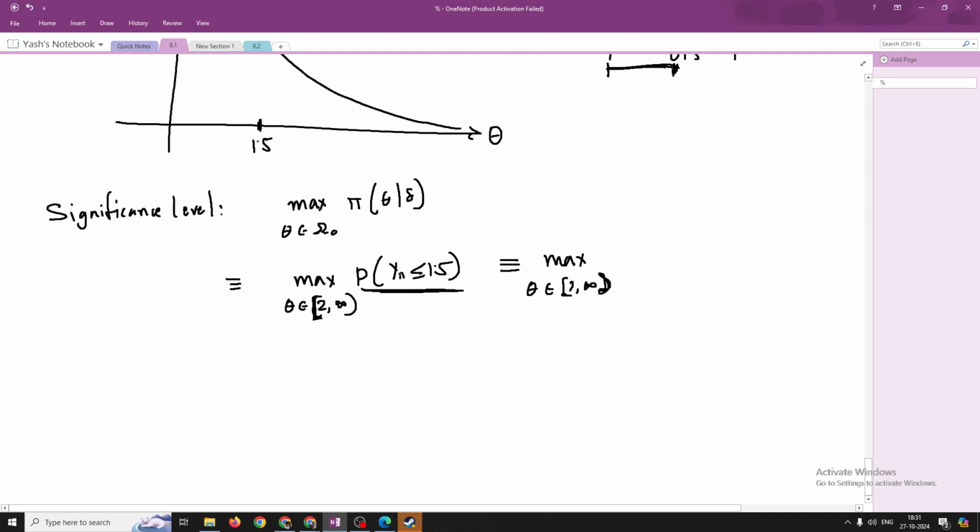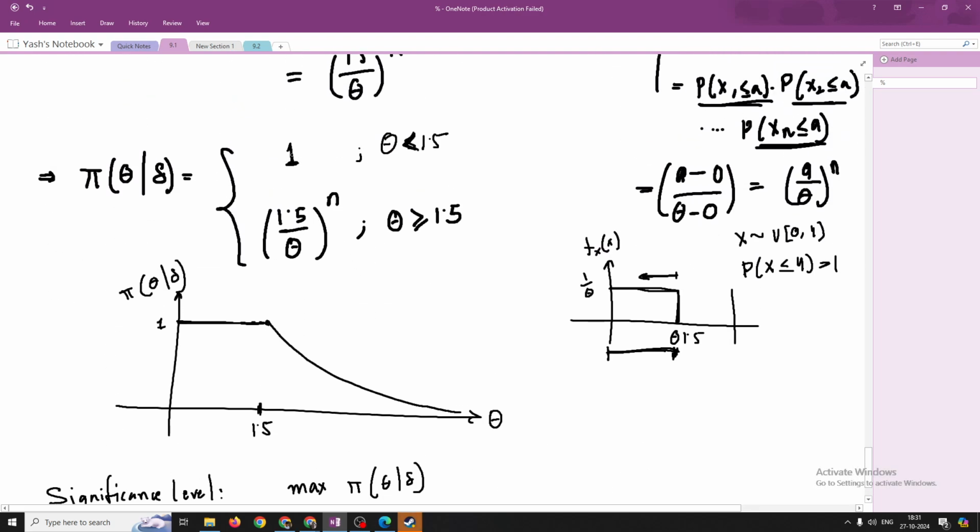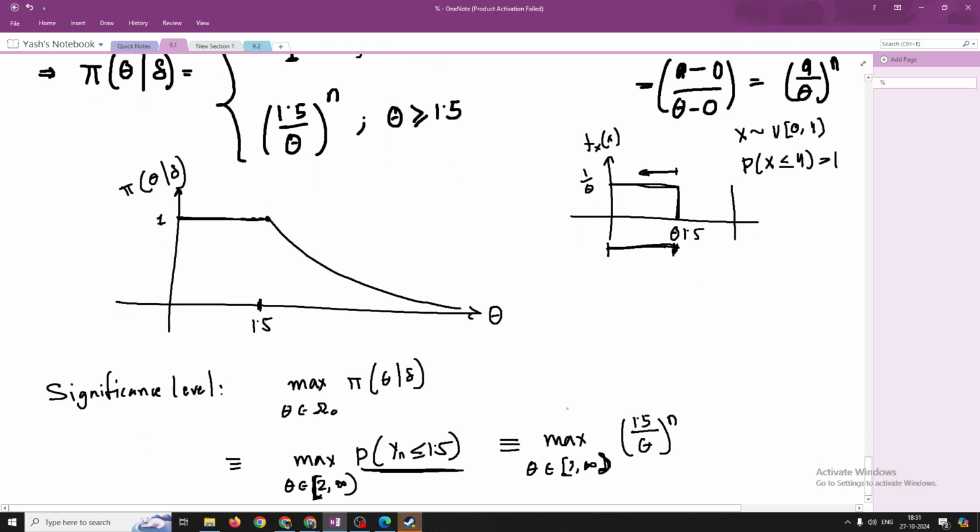and this expression right here is just (1.5 by theta) to the power n, right? And why aren't we using 1? Because it is 1 only if theta is less than 1.5, but we are only considering all those thetas which are specified under my null, so from 2 to infinity. Now we need the maximum of this thing, right? So we want that particular value of theta such that this expression is maximum.